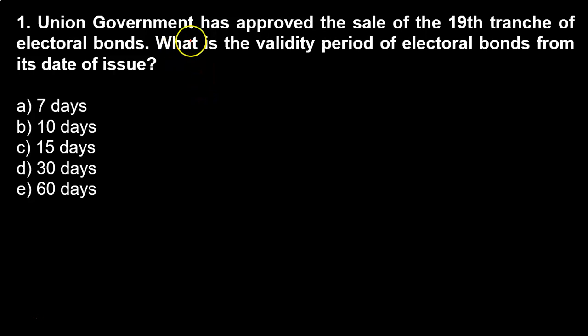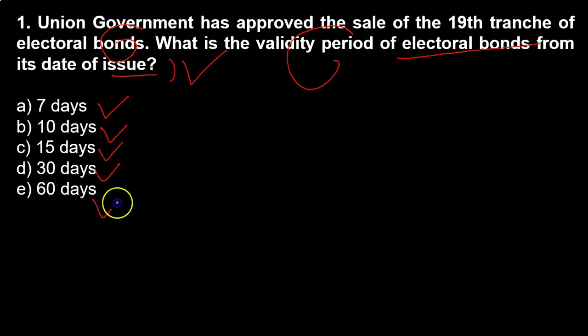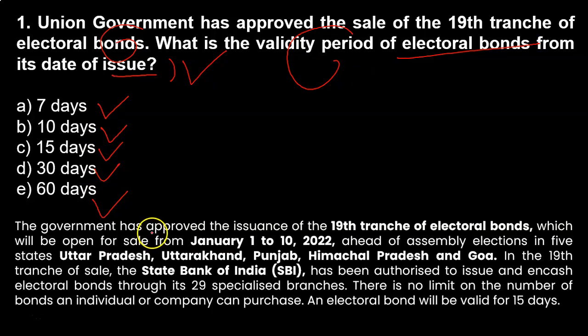So our first question for today is, Union government has approved the sale of the 90th tranche of electoral bond. What is the validity period of electoral bonds from its date of issue? I think you have heard about this electoral bond, and in this question you have to identify the validity period of this electoral bond. Your options are 7 days, 10 days, 15 days, 13 days or 60 days. So friends, its answer is C.